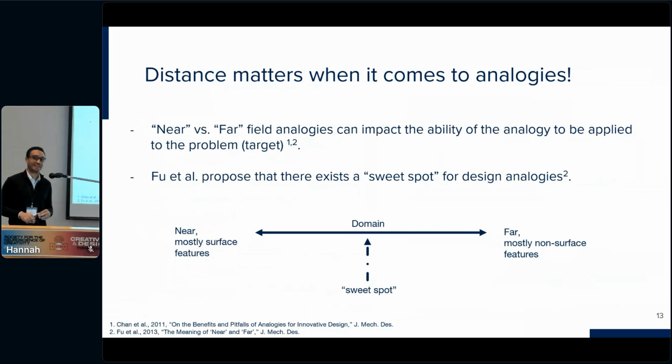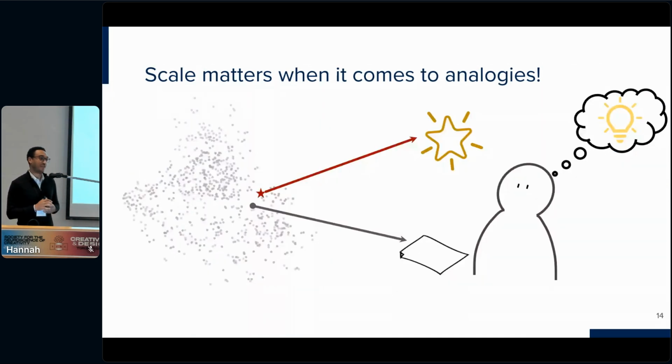There's this idea, at least in the design research community, of a quote unquote sweet spot in which analogies are most impactful for engineering designers. And this has actually been shown to be pretty effective if we can find the ones that are not too near, to cause fixation, and not too far, that people don't know how to apply them to the problem. We also know that scale matters. So, I think we can imagine that having not one, but many possible sources to look between would be a really beneficial characteristic.